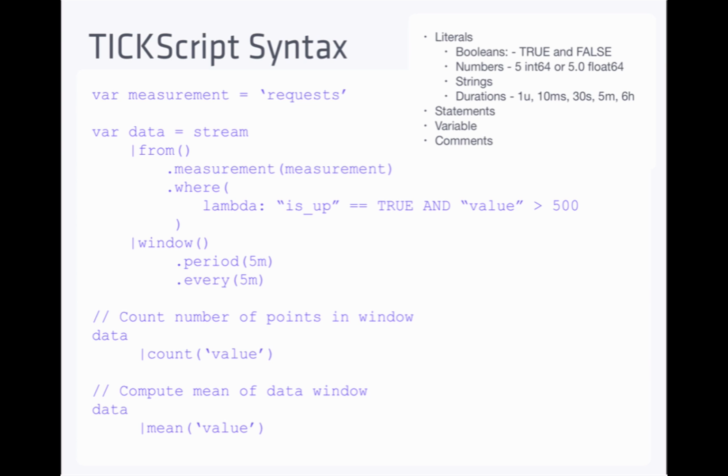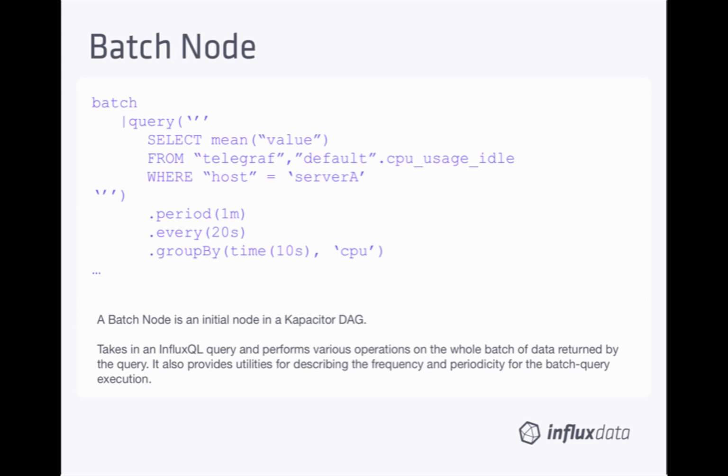And this TICKscript contains examples of all of the different literals that Kapacitor supports: Booleans, numbers, int64 or float64, strings, and then also time durations: nanoseconds, milliseconds, seconds, minutes, and hours. We also have statements: from, variables, data measurement, and comments. You can see the JavaScript-esque double slashes. So that was just a stream node.